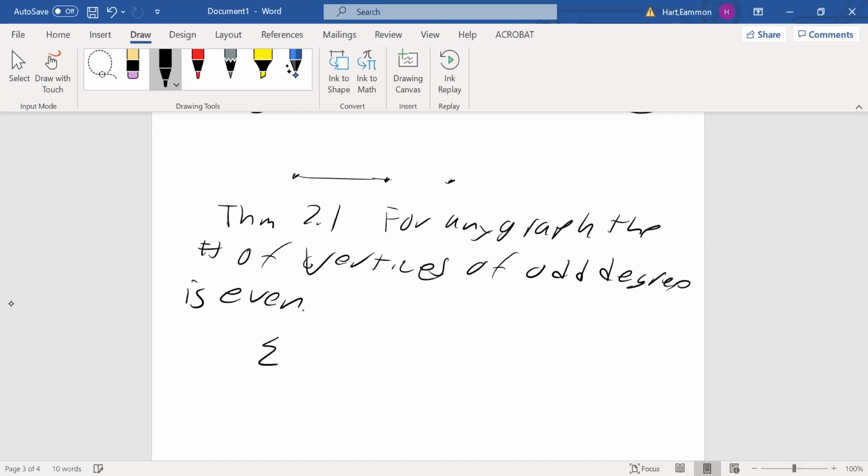If I take the sum of the degree of vi over all i in V, where V is the collection of vertices, so basically we're summing up the degree of all of these vertices, that's going to be 2 times the number of edges, so 2 times the cardinality of the edge set.